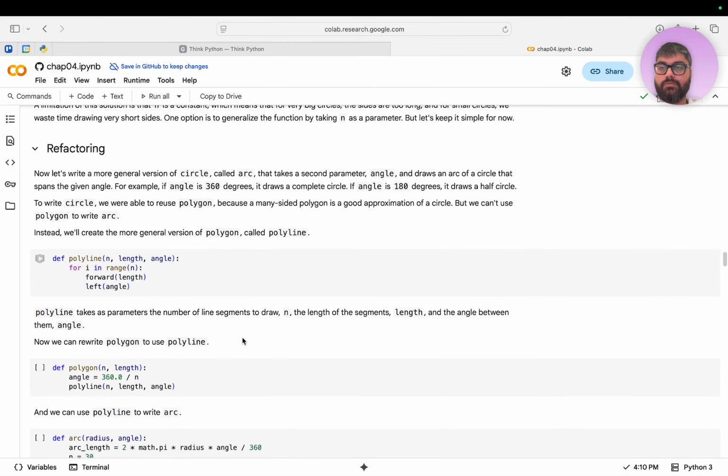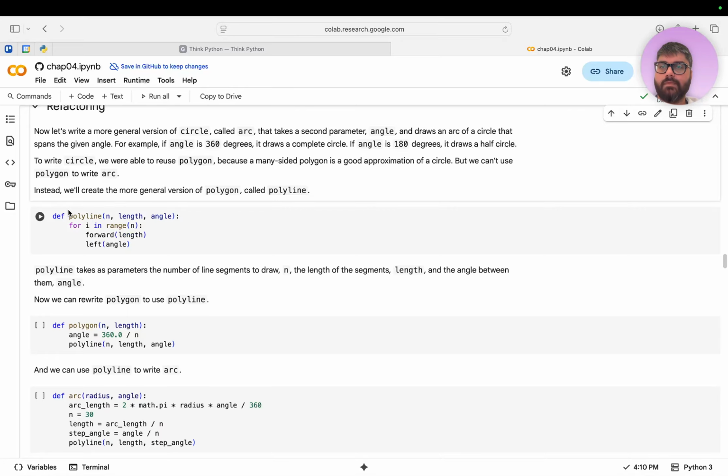We already did this, going into the refactoring. Sorry about that. Now let's write a more general version of circle called arc that takes a second parameter angle and draws an arc of a circle that spans the given angle. For example, if angle is 360 degrees, it draws a complete circle. If angle is 180 degrees, it draws a half circle. To write circle, we were able to reuse polygon because many-sided polygon is a good approximation of a circle, but we can't use polygon to write arc. Instead, we'll create the more general version of polygon called polyline.